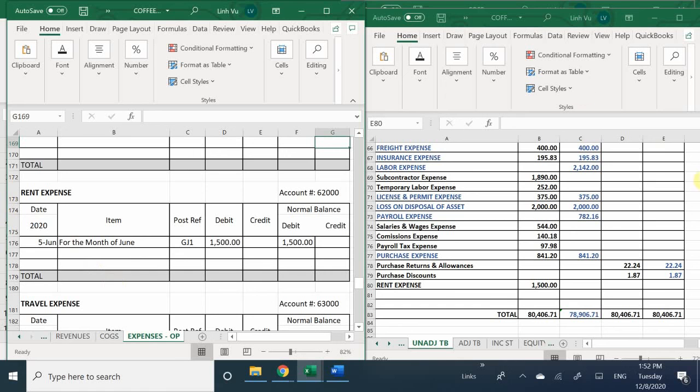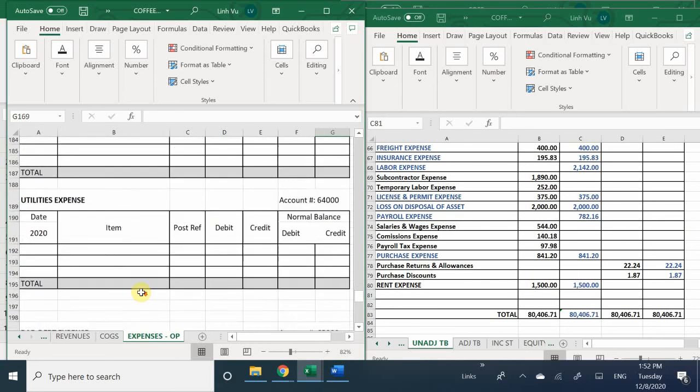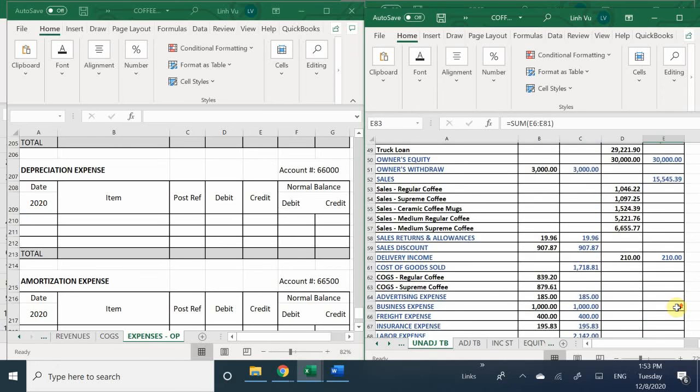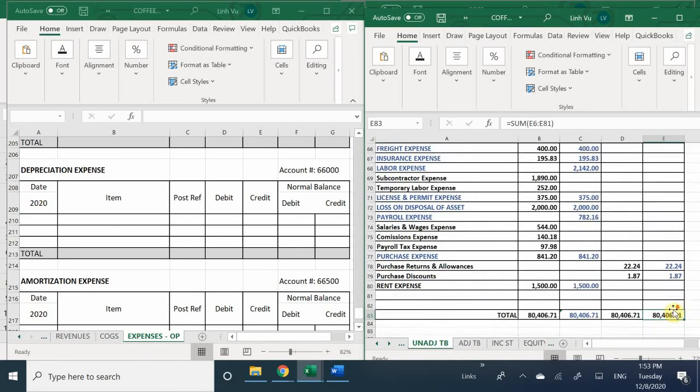Our rent expense. Oh, 15. It hasn't changed. It's the same. Okay, there you go. So those are it. All right, and do we match on all ends? Yes, we did. 80,406, 80,406, 80,406, 80,406.